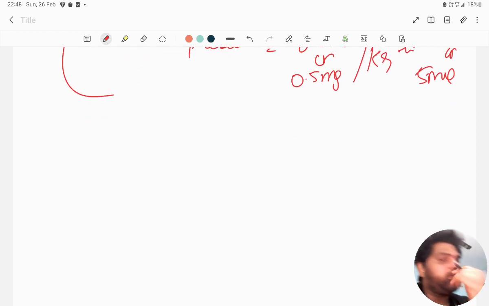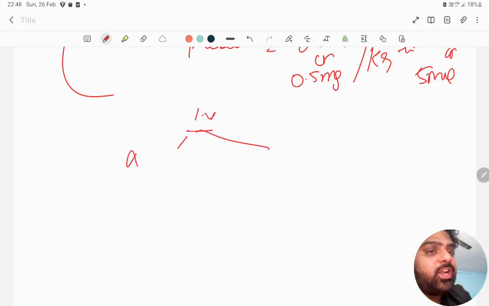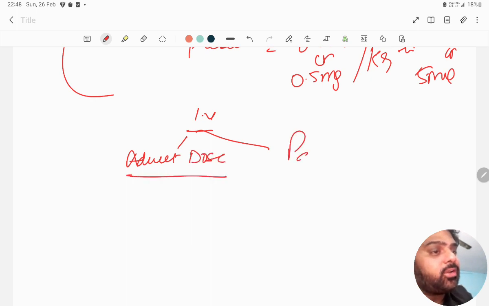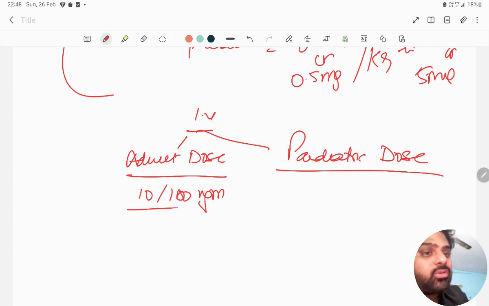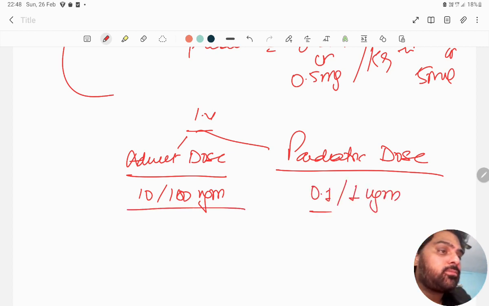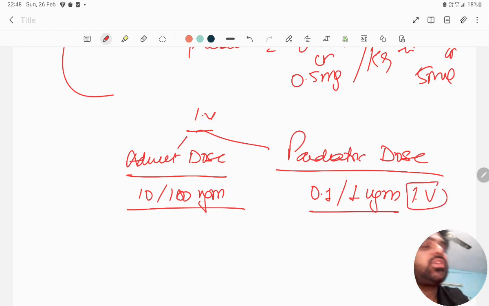Now coming to the IV. So there is an IV adult dose and an IV pediatric dose. What is the adult dose? The adult dose is 10 to 100 microgram, and the pediatric dose is 0.1 to 1 microgram. These are the IV doses.